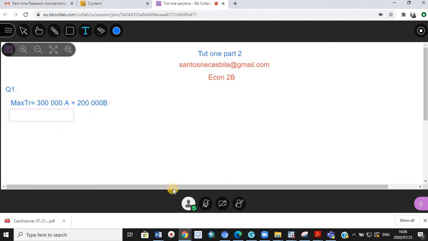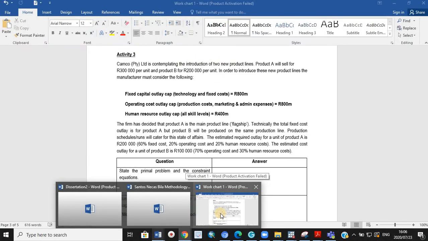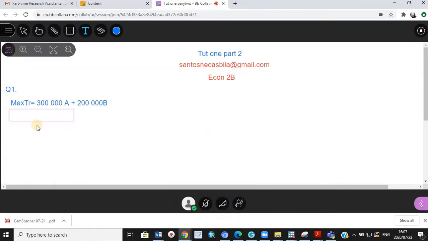Let's read. Again, they say that in order to introduce these new product lines, the manufacturer must consider the following. We have fixed capital outlay cap, which is technology and fixed costs. Okay, we have the operating cost outlay cap, which is the production cost, marketing, and admin. Then we have human resources. We just need to write it the way it was stated. Okay, we have fixed cost. This is the first constraint.